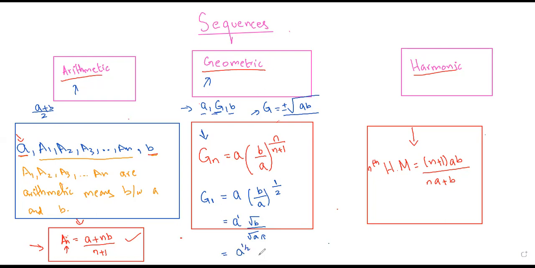What is A to the power 1 by 2? It is again under root A, and then under root B. And I can write it as under root AB. We write the plus minus sign because we are not sure about the sign, right? So this is the idea. You would not be able to relate to this formula either, because this is not arithmetic. This is geometric. We are multiplying a ratio and then finding the mean. This is the basic idea about it.